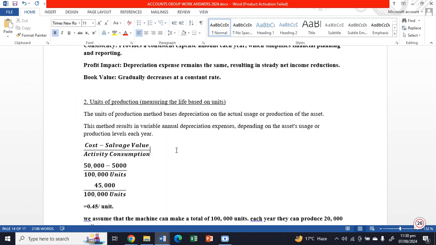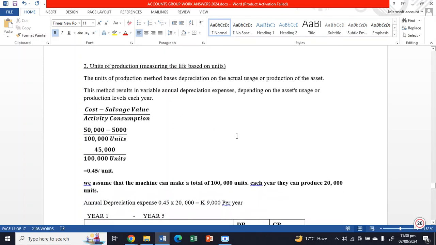Here, in the question, they haven't told us the number of units being produced, so we're going to assume a machine that can produce 100,000 units. In the question, they are supposed to give you the number of units. If it's a car, they're supposed to give you the mileage. So for this example, this machine, which costs 50,000 and has a salvage value of 5,000, can produce 100,000 units over its lifespan. So we calculate the depreciation.